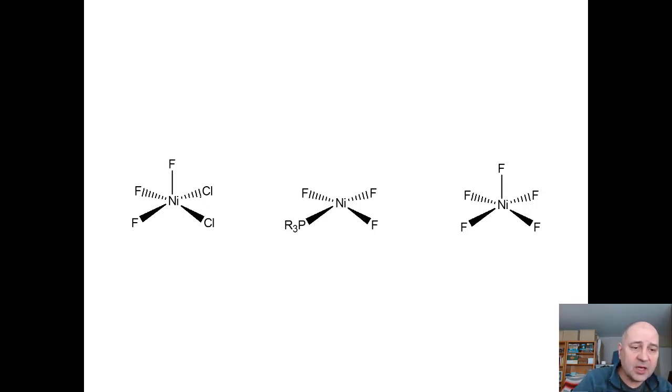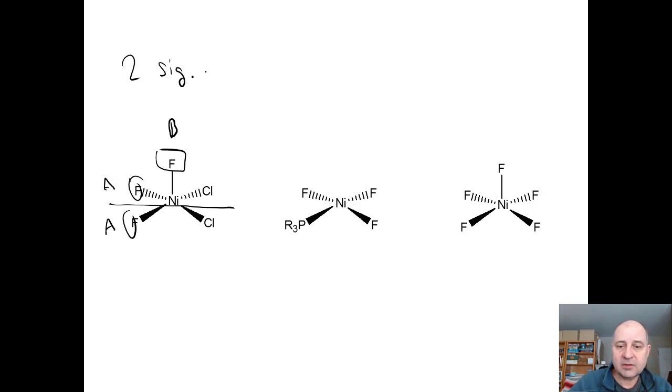So this next one here, we still have these two fluorines that are equivalent. There's a mirror plane here, so I'm going to label them A, and then this one up top is B. So we have two signals. Same here. It's getting kind of boring, right?